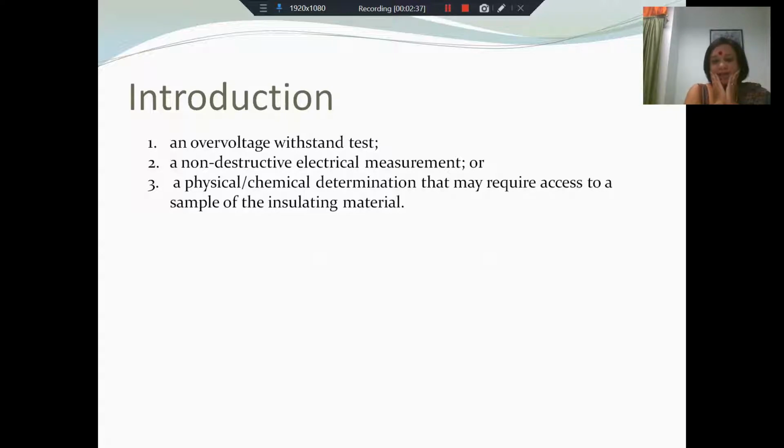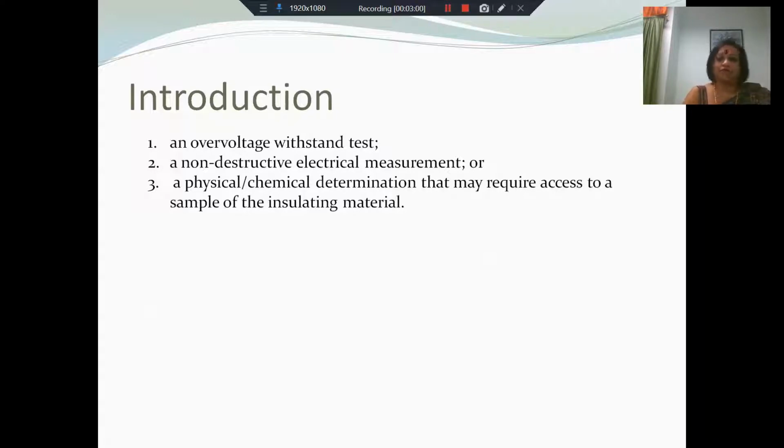In this lecture, we will talk about non-destructive electrical measurements. Again, we have already talked about PD measurements, electrical PD measurements. We are going to talk about other methods. Then, of course, we have physical and chemical determination that may require access to the sample of the insulating material. Some of these methods we have already discussed when we have discussed PD.